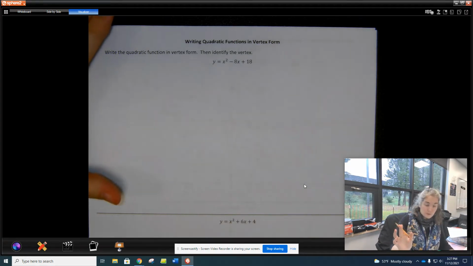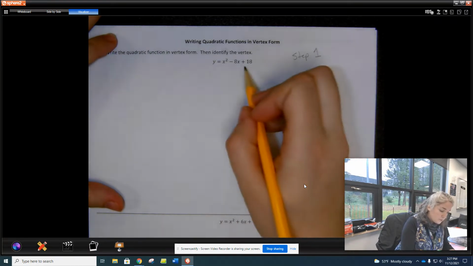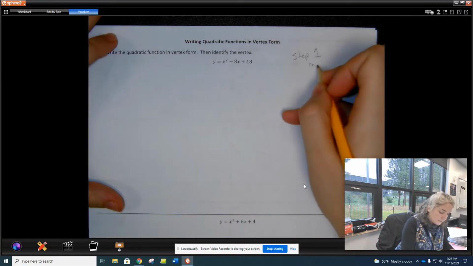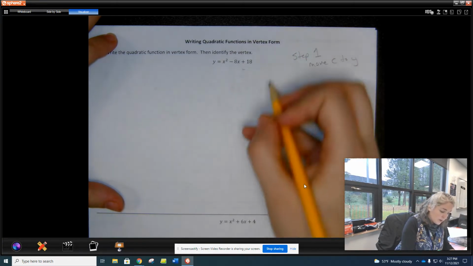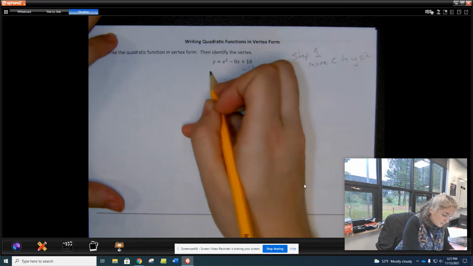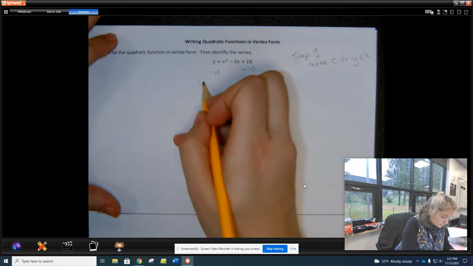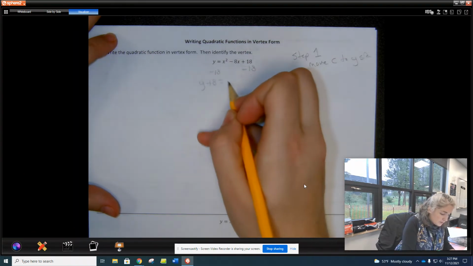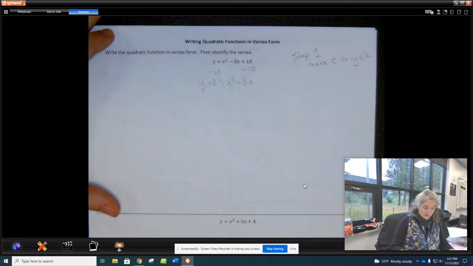So here's what we want to do. First step, we want to move the constant to the y side. So I'm going to subtract 18 on both sides. Now, y and 18 are not alike, so I end up with y minus 18 is equal to x squared minus 8x.